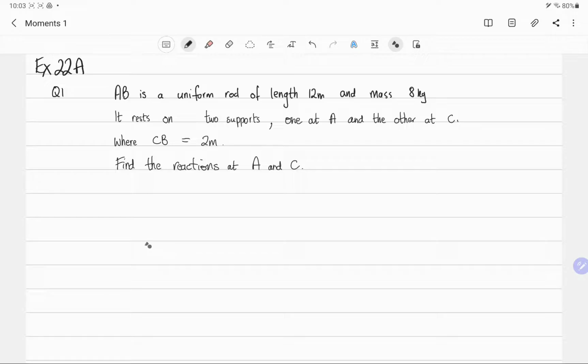So I'm going to draw a horizontal line, and I'm going to call it AB. At one end we have A, at the other end we have B. It is 12 meters long and it has a mass of 8 kilograms. So halfway along it, I have 80 newtons acting downwards, because 8 times 10, 10 is the acceleration due to gravity.